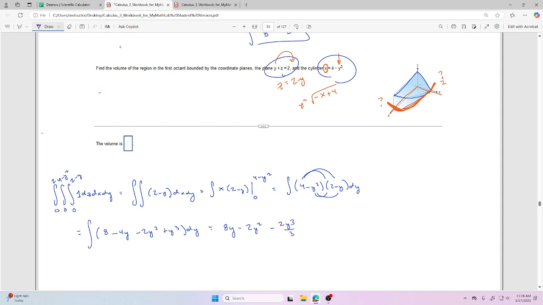Isn't that going to be a 2y squared? 2y cubed over 3. Y to the 4th over 4, from 0 to 2. 0 would cancel everything, so we get 16, 8, 16 over 3. And 16 over 4 is a 4. Yay!